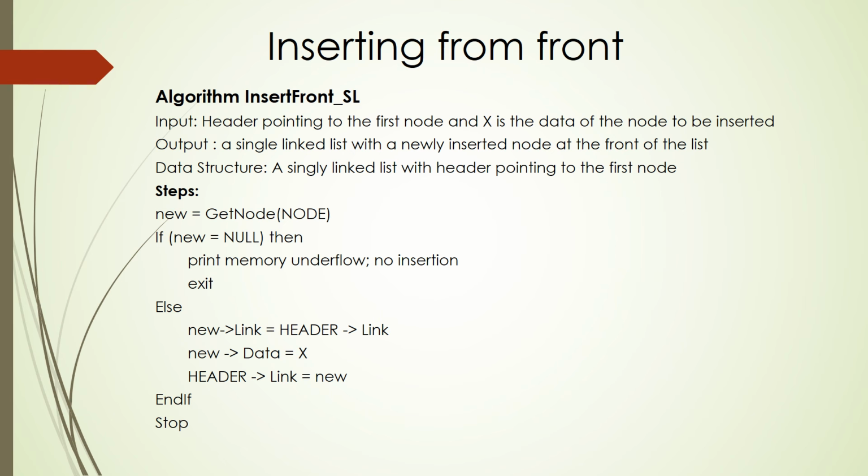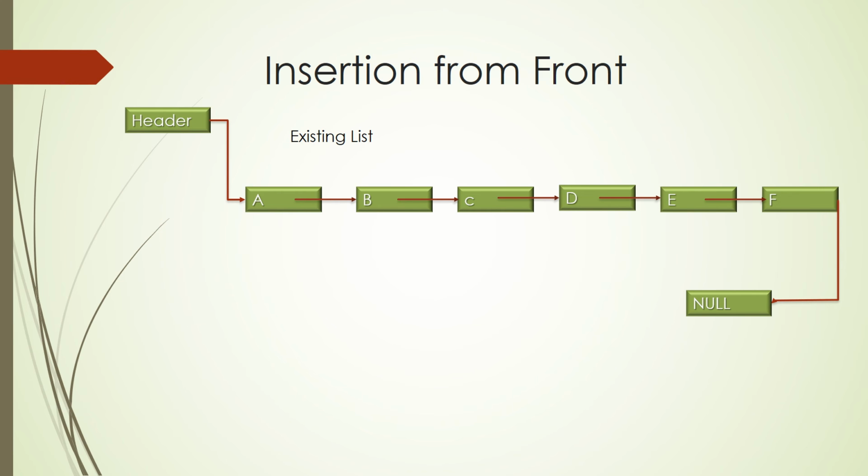Now what you have to do? You have set the link between the new node and the node having 10. It is already set. Here you can ask header to point to new. So what you have to do? The link field of header node should be updated with the address of new, which is the starting address of the newly created node. I'll show you a pictorial representation of the same.